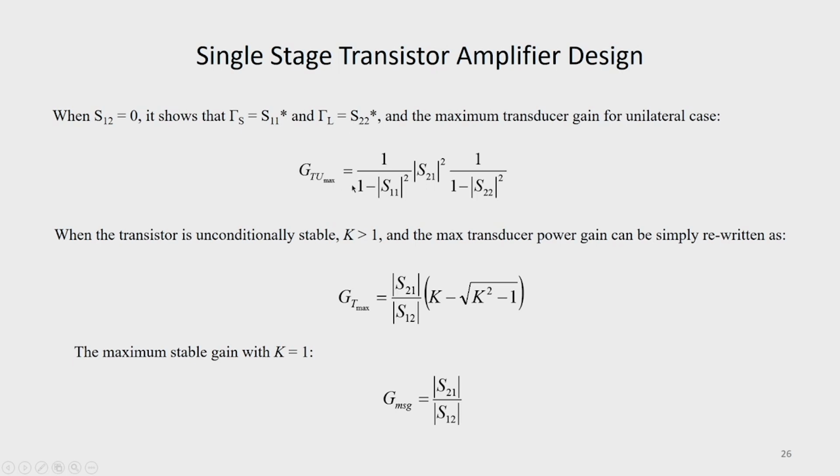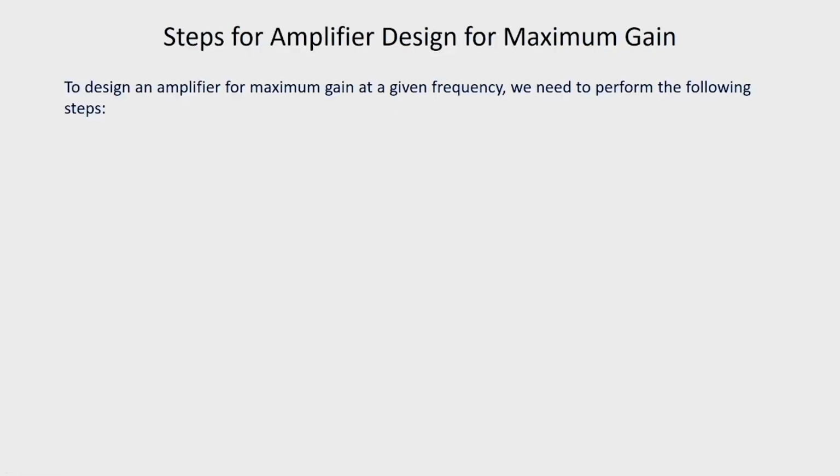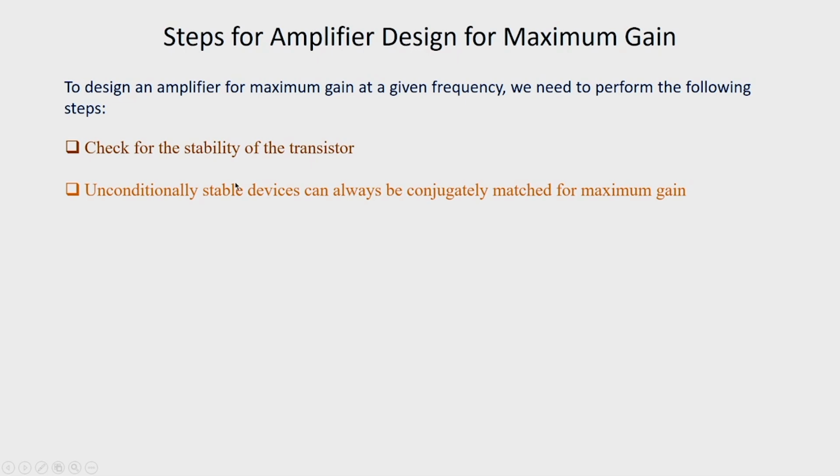Please note that when S12 is equal to 0, we have a unilateral case, and that is written separately here. So, we can follow the steps for an amplifier design for maximum gain. We check for the stability of the transistor. We have seen that unconditionally stable devices can always be conjugately matched for maximum gain.